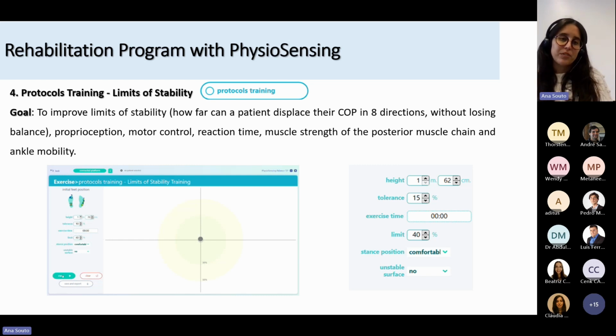As we talked, this patient barely reached 30-something percent of limits of stability, so you can choose between 30 and 40. Maybe 40 is already too high for this patient, but you can change it and progressively increase the limits of stability. Again, we do not want to change the position, but if you have different patients, you can, of course, and to add a foam for this patient is not a good idea.